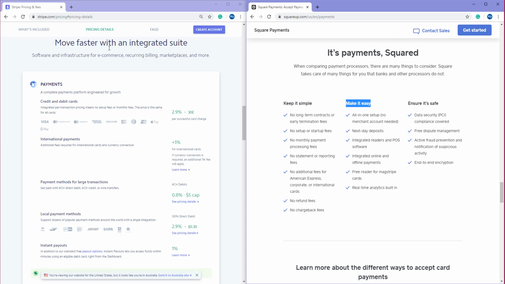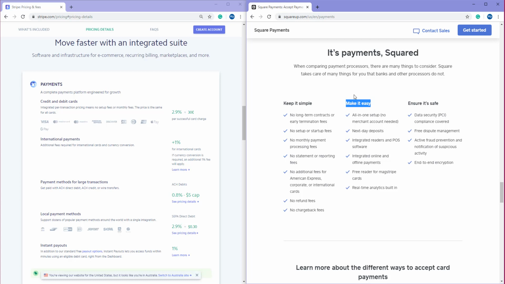Whereas if you choose to use Stripe, you can set up a Stripe checkout on your website if you have the knowledge to do so. So this is why many developers actually choose Stripe, as they can customize that checkout immensely compared to Square, where it's pretty much what you see is what you're going to get.